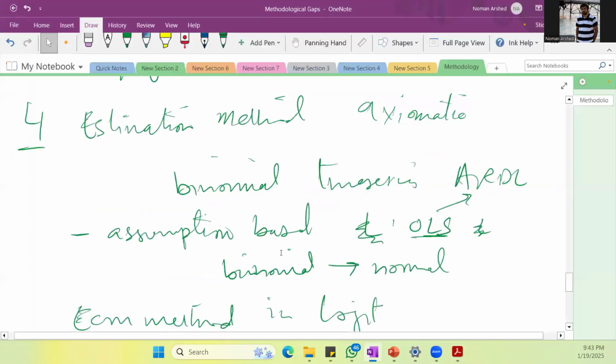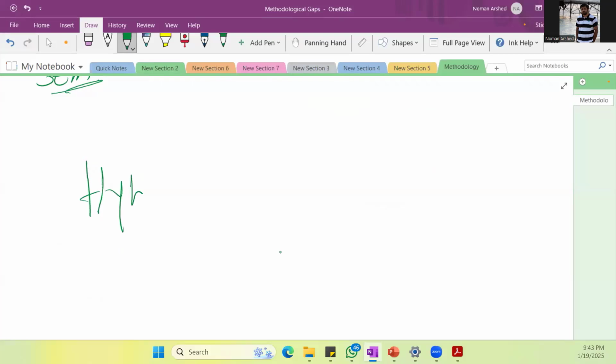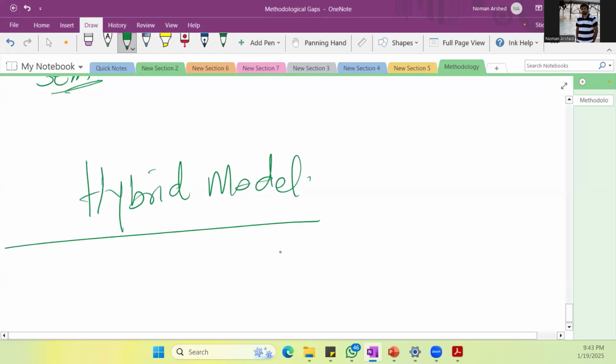So the next part is making a hybrid model. If you know how to make a hybrid model, applying any 1, 2, 3, or 4 of the above strategies within one model, it will become a hybrid model. This way you will be able to make it a strong model. I will give you one more example, then I will open the floor for questions.